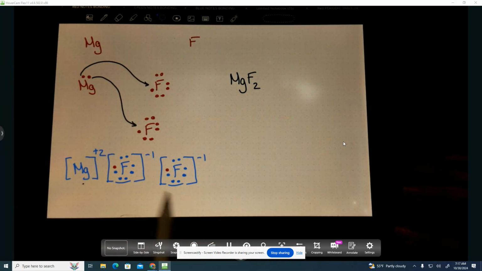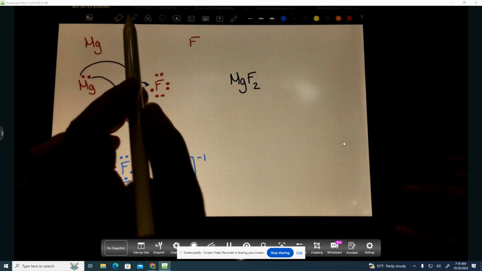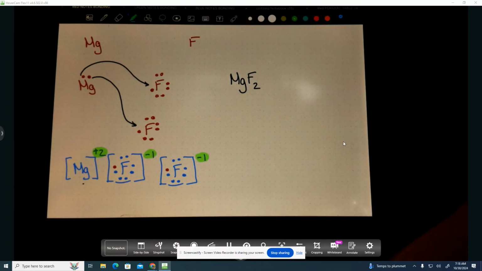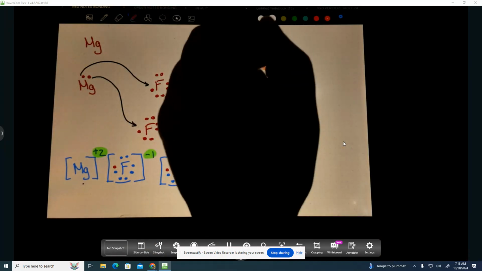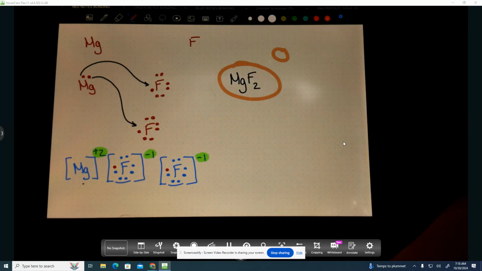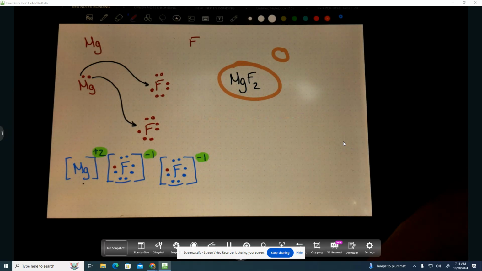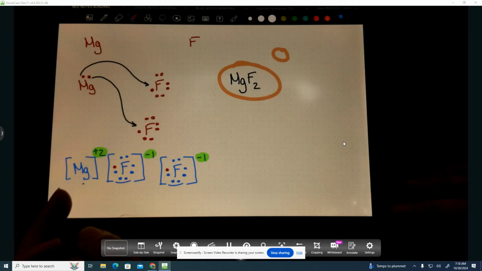The reason I had you do it this way is because I need you to understand, and I'm going to stress this, that these numbers, this 2, this -1, and this -1, have to add to 0. Okay? And that is because this entire compound has no charge on it. It's not an ion. It's a compound. Okay? It's a salt because it's ionic, and it has no charge. Do you understand that? Okay. And that's why I'm having you write them out. So I need 2 fluorines for every 1 magnesium.